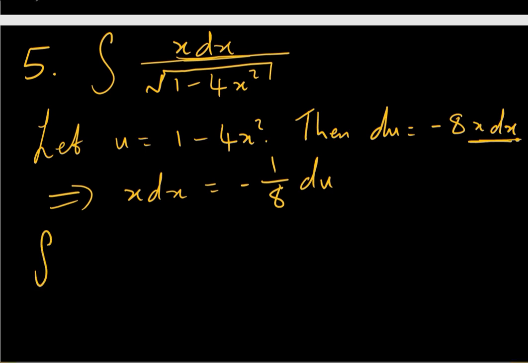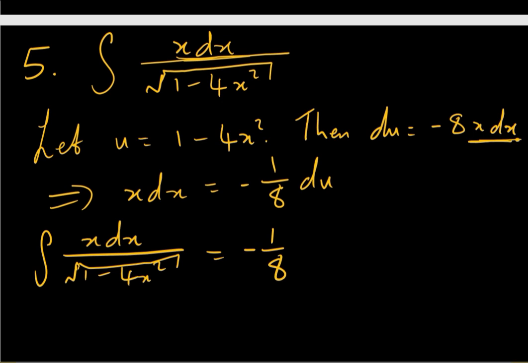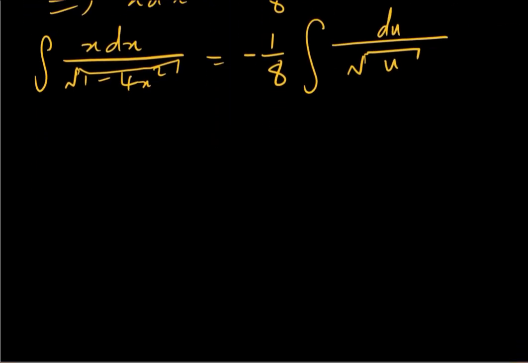So we've got x dx all over the square root of 1 minus 4x squared, and this is equal to negative 1 over 8 times the integral, and then the x dx was the negative 1 over 8 du, and at the bottom we'll have the square root of u. And this is quite a straightforward integral. We came across this one earlier, something very similar.